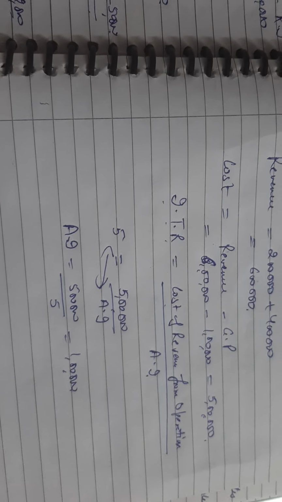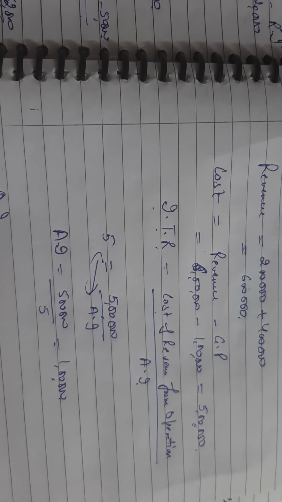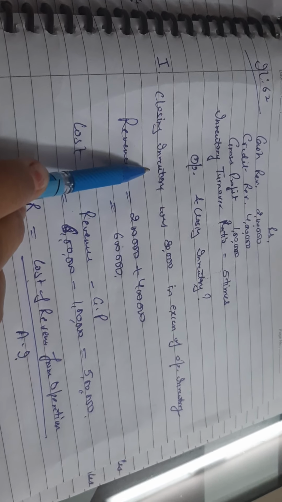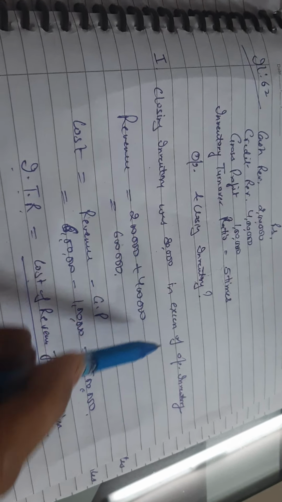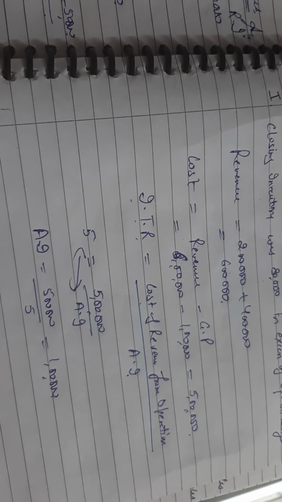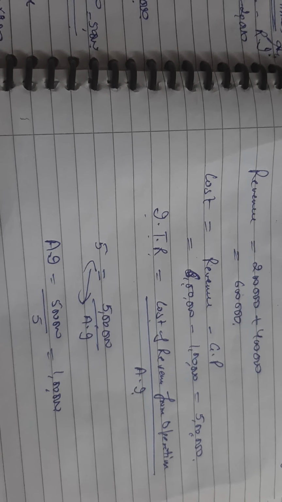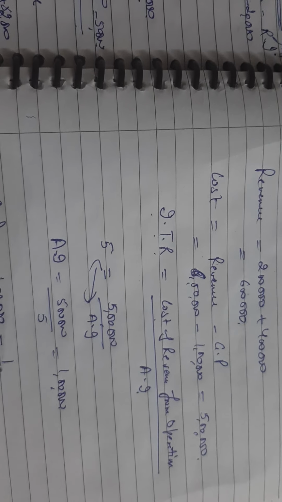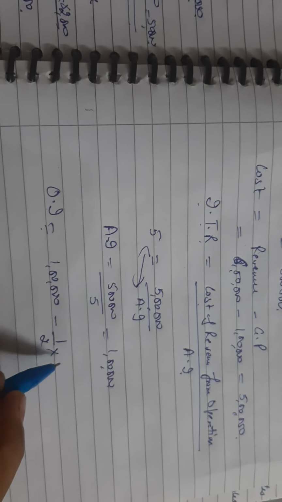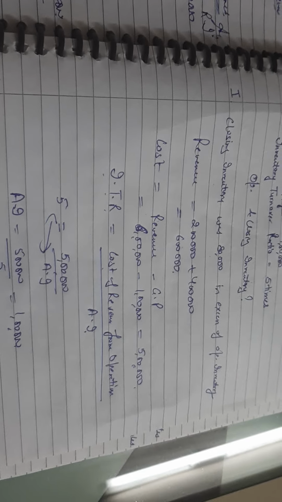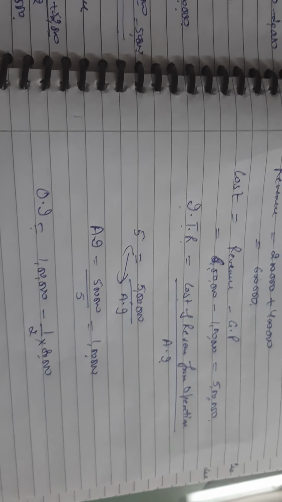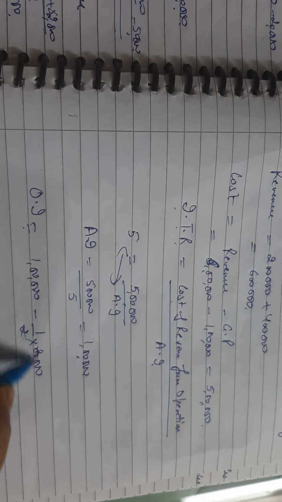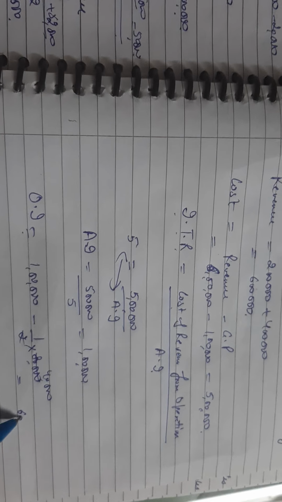Now we have to find out the opening inventory. See how to find the opening inventory and the closing inventory. If we have the information that closing inventory is 80,000 in excess of the opening inventory, so how to find out the opening inventory? What we have given the average inventory 1 lakh, we have to subtract half of the difference between the opening inventory and closing inventory. The difference is given 80,000. So if we subtract the half of the difference from the average inventory, then we have opening inventory 60,000.